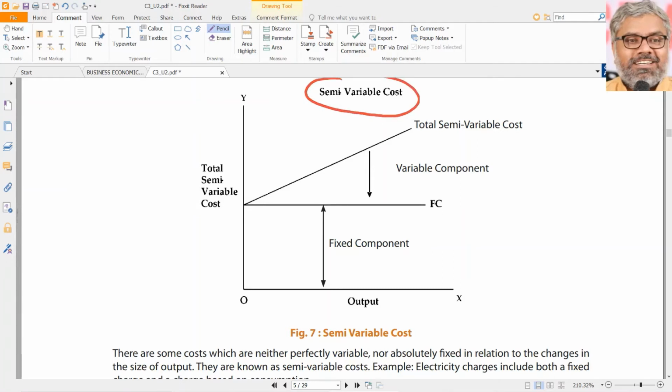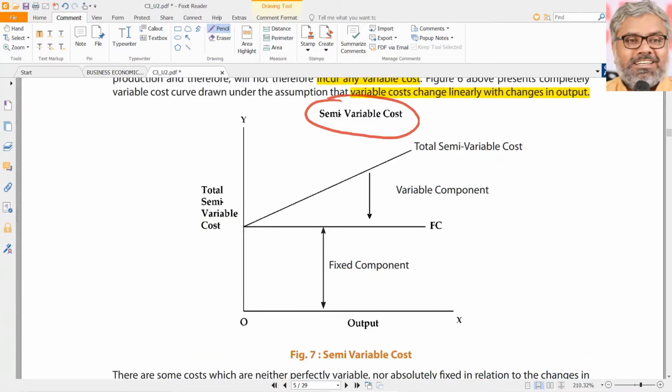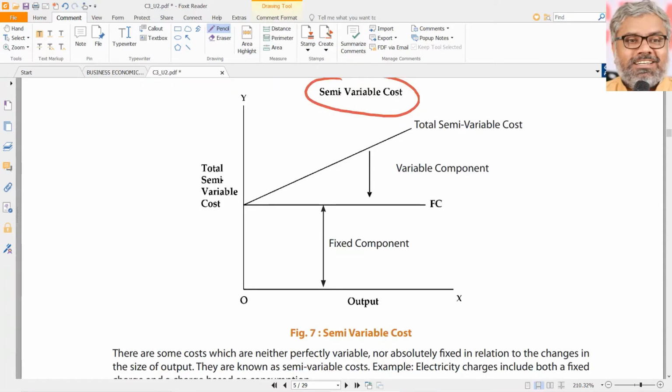So semi-variable costs. When can we call them semi-variable costs? Where they have a fixed component also and they have a variable component also. For example, the best example for total semi-variable cost is salespeople's remuneration.